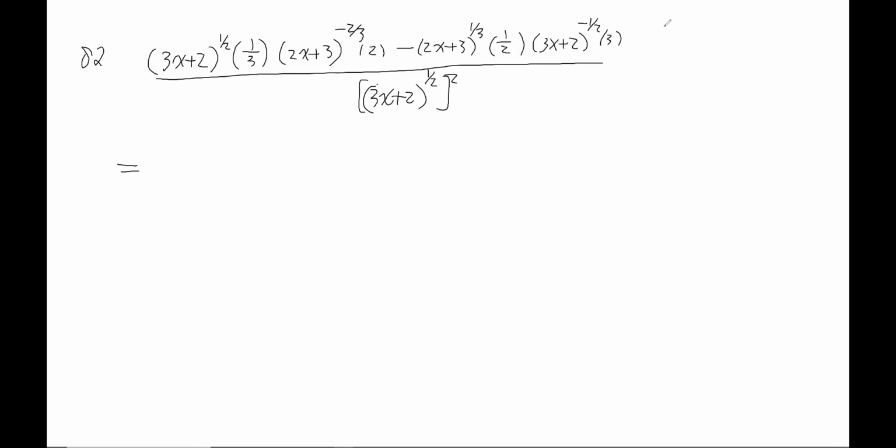How many negative powers do you see here? 2. Which 2? (2x plus 3) to the negative 2/3 and (3x plus 2) to the negative 1/2. So if I see the negative power here, then what would I do? Then multiply it by (2x plus 3) to the 2/3 power. And we need to multiply the other one by (3x plus 2) to the 1/2 power. But I think you missed 2 negative powers, 2 more.